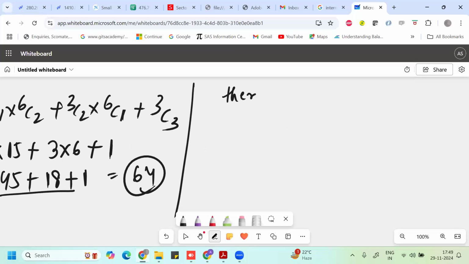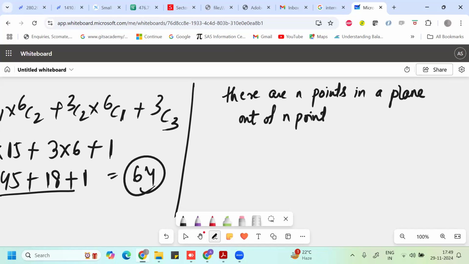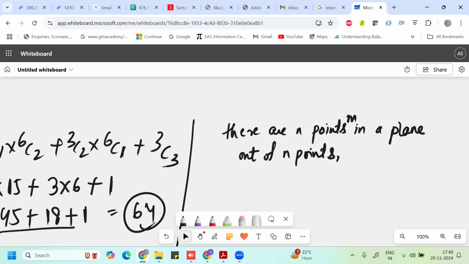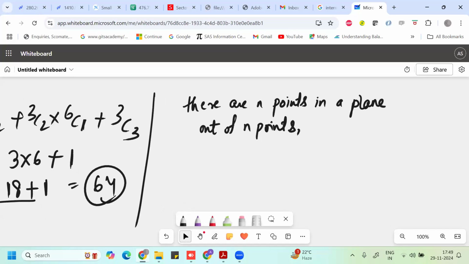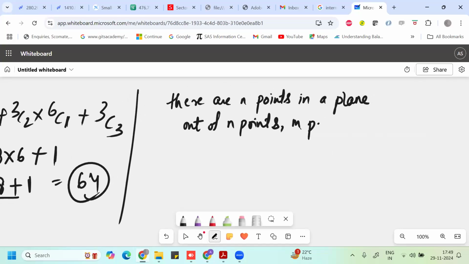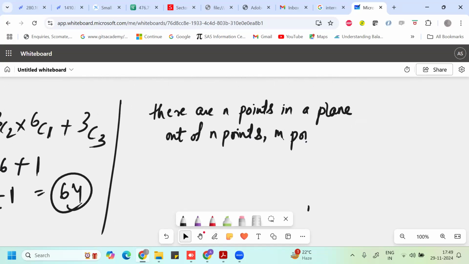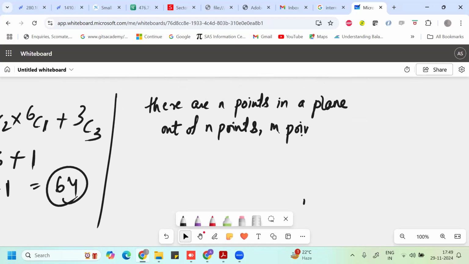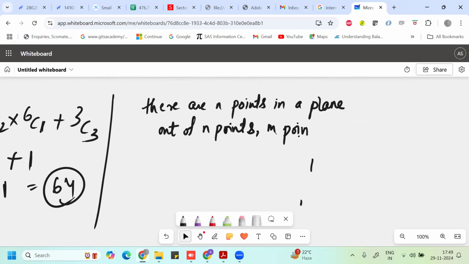There are n points in a plane, and out of n points, m points are collinear. Collinear means they are in the same line.